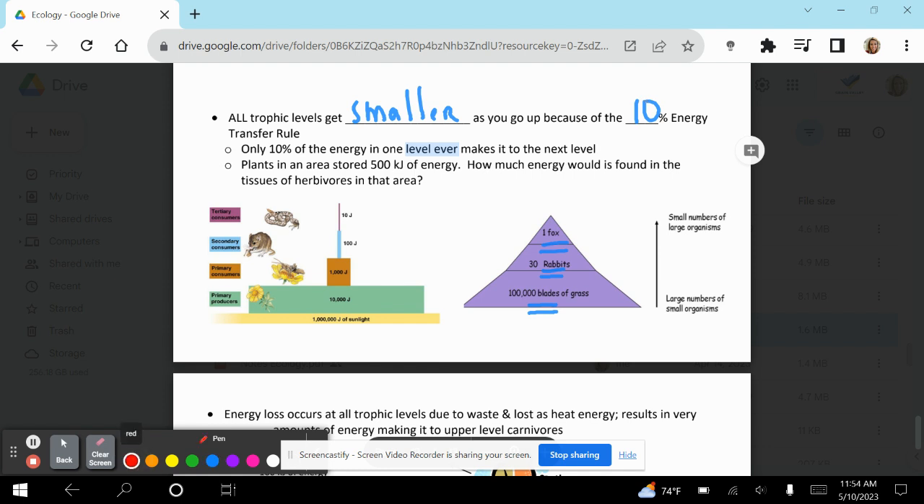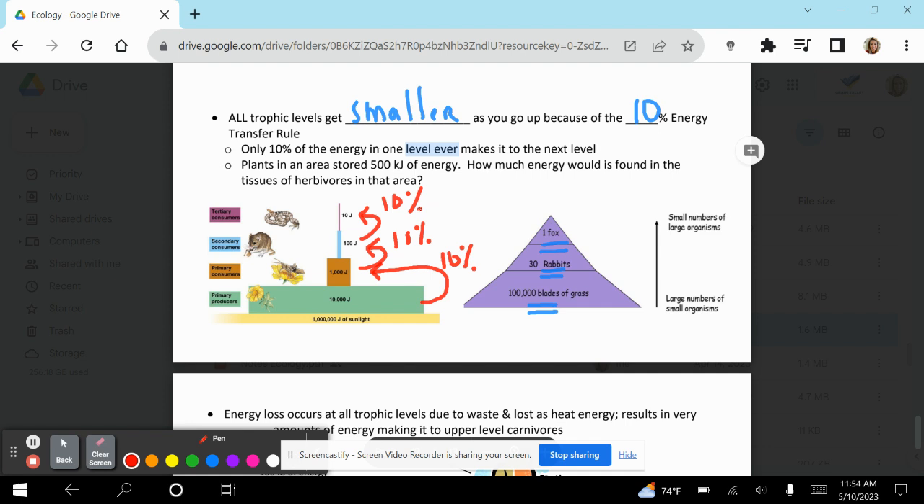So the 10% energy transfer rule simply states that from the first trophic level, only about 10% of the energy from that trophic level actually makes it up into the herbivores. Only about 10% of the energy stored in the herbivores actually makes it up to those first level carnivores. And then only 10% of that energy makes it up to that fourth trophic level.